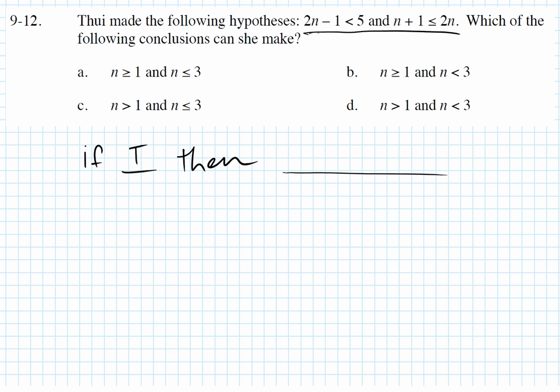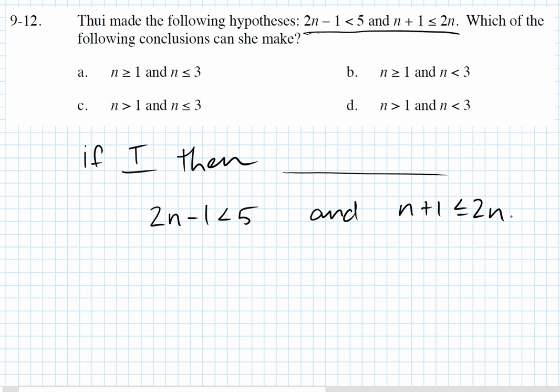Well, one of the things we can do is if I look at each side of this and statement, I can have 2n minus 1 is less than 5, and the other one is n plus 1 is less than or equal to 2n. I can simplify this and get the n's by themselves. So for this first one, I could perhaps add 1 to both sides, and then I would get 2n is less than 6, and then I could divide both sides by 2, and I could then say that n is less than the number 3.